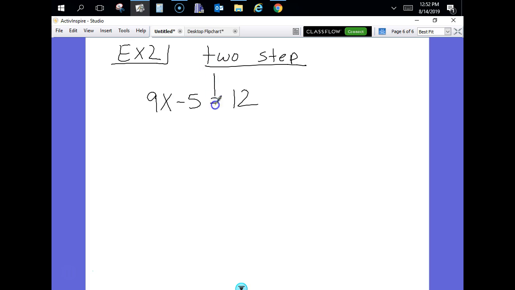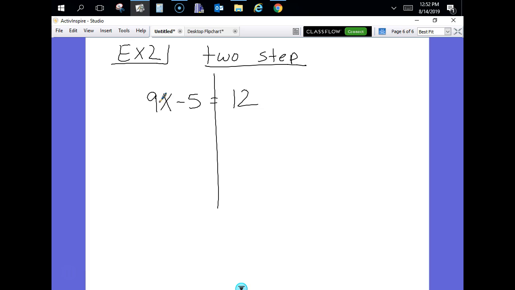So now here's how I want you to think about it if you're feeling a little bit sticky with this stuff. Ready? We want to get what by itself? X. Okay, so what's this 5 doing to the x? It's being subtracted. What's the 9 doing to the x? It's being multiplied. So to get rid of those numbers, you're going to do the opposite. So we're going to add 5 and divide by 9 on both sides.